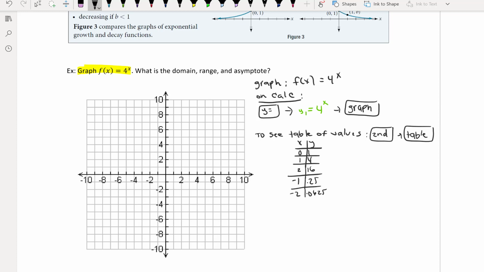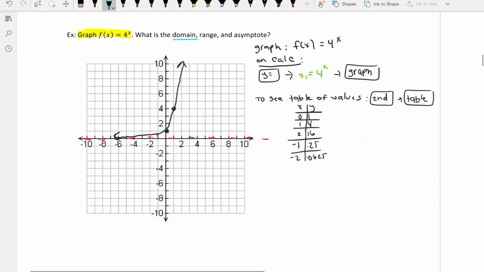So it looks like my points are (0, 1), then I have (1, 4), and then I have (2, 16), so that's really high. But at -1 it's 0.25, which means it's getting closer and closer to zero. That tells us that there is an asymptote. The asymptote means that it's never going to cross the x-axis. So it's right along the x-axis. My graph more or less has this type of shape, which is what you can see on the graphing calculator as well.